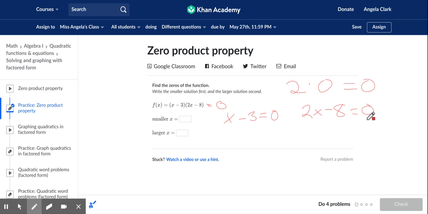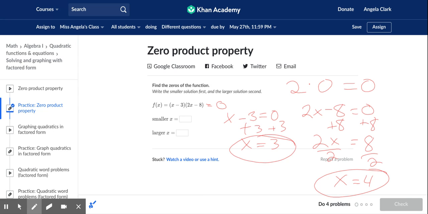So now I have two linear equations that we know how to solve, right? All I have to do here is add 3 to both sides. So x equals 3. And here I add 8 to both sides. I get 2x equals 8. Divide both sides by 2. And I get x equals 4. So I have two solutions, 3 and 4.